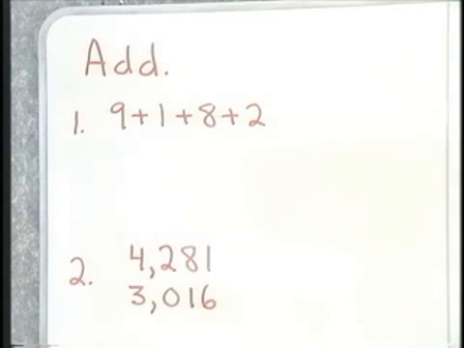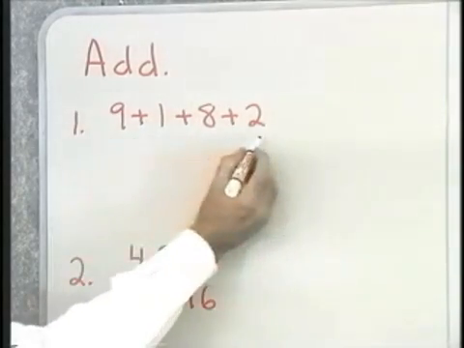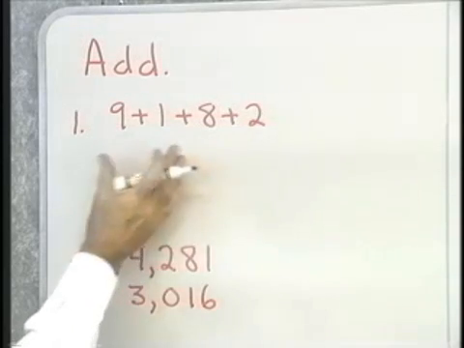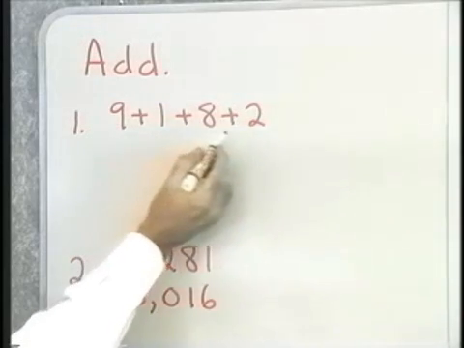We want to do some addition problems here, and we have 9 plus 1 plus 8 plus 2. Now, the commutative and associative properties tell us that we can rearrange the order of these numbers and we can group them together any way we want as long as it's all addition.